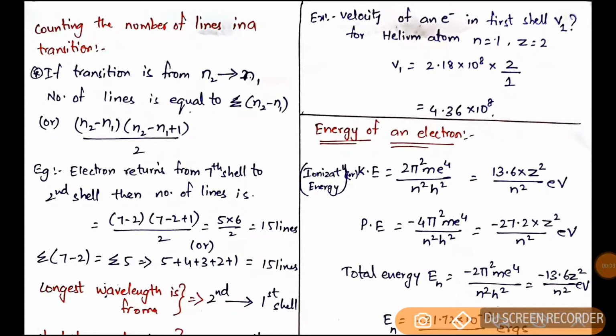Counting the number of lines in a transition. If a transition takes place from n2 to n1, the number of lines is equal to the summation of n2 minus n1, or this formula. You could just follow any of these formulas. I have also given this example.